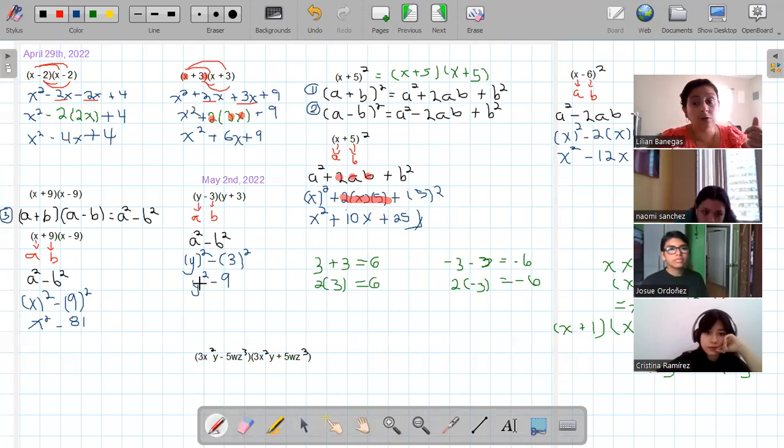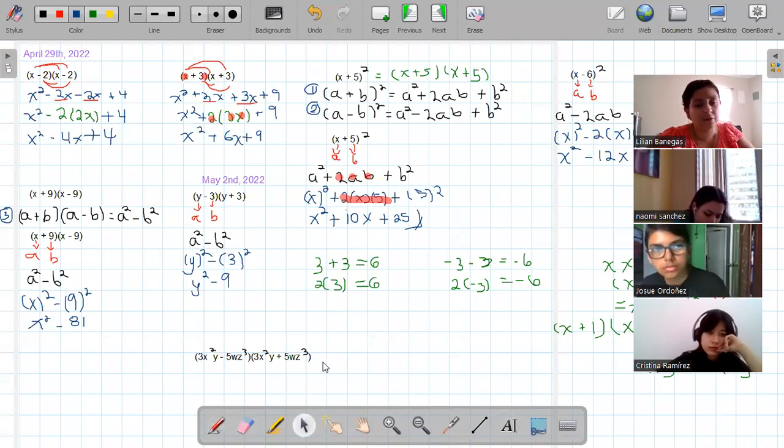You only need to observe that they're exactly the same terms, but one is an addition and the other one is a subtraction. Then you will have to use formula 3. If you have one parenthesis to the square, or the parenthesis is multiplying itself, then you know you need to use formula 1 or formula 2, depending on the sign of the parenthesis, okay?